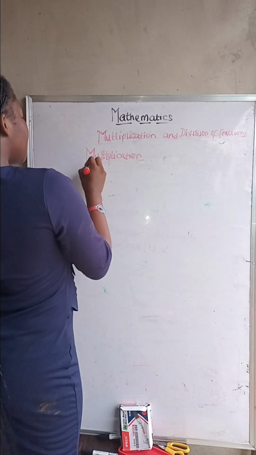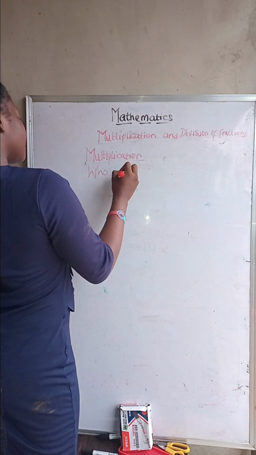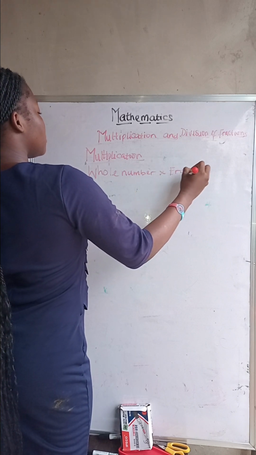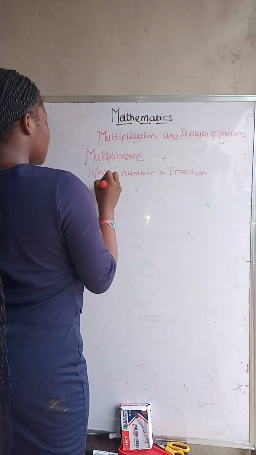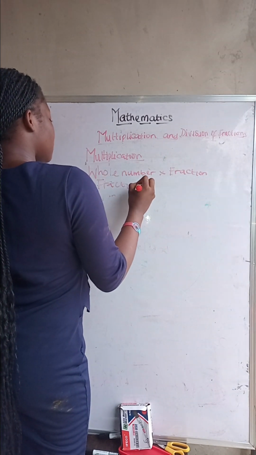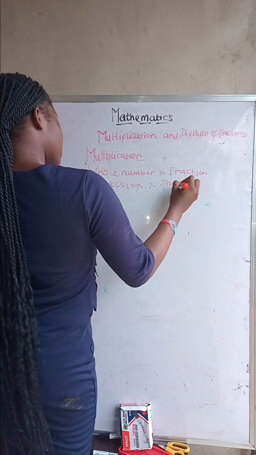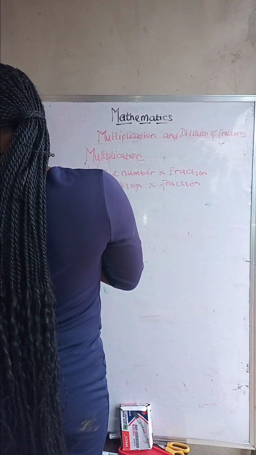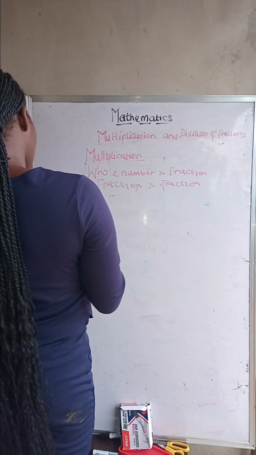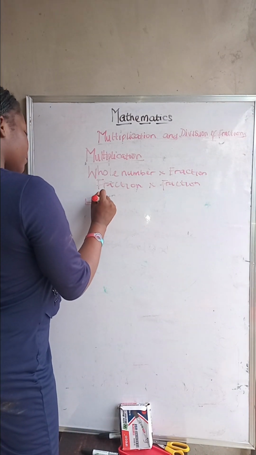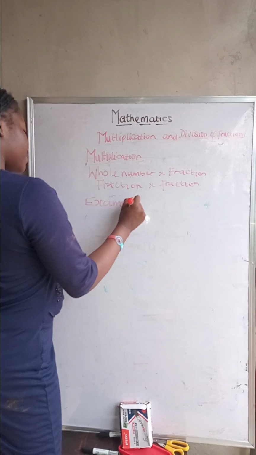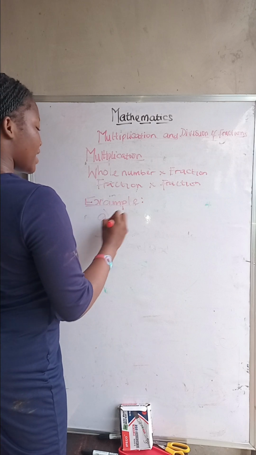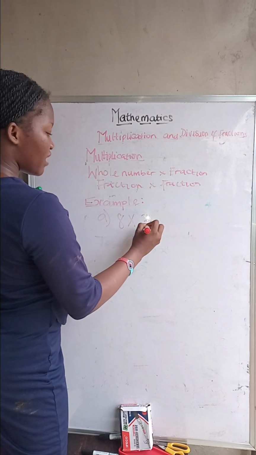Multiplication of fractions can either be whole number times fraction, or fraction times fraction. For example, we have 8 times 2 over 3.